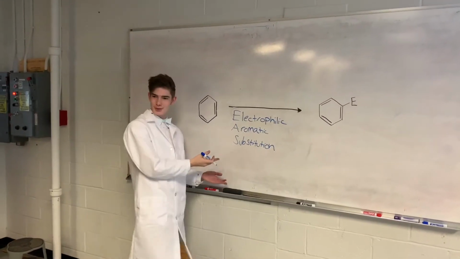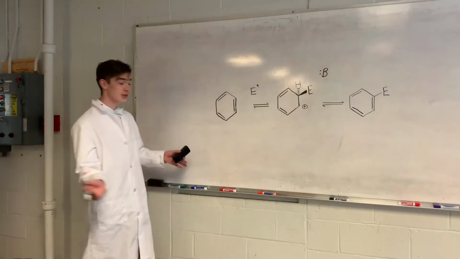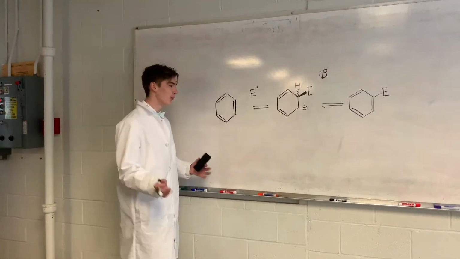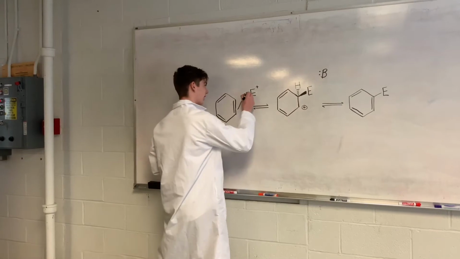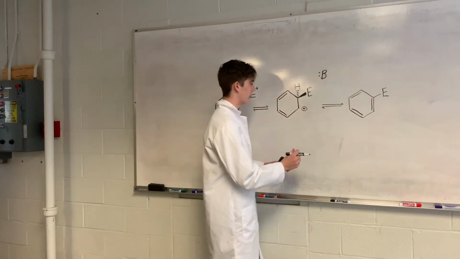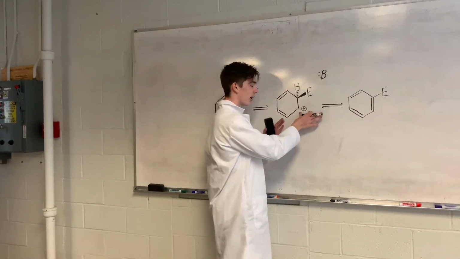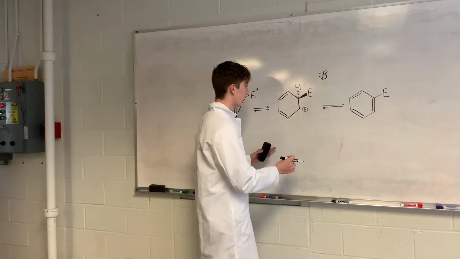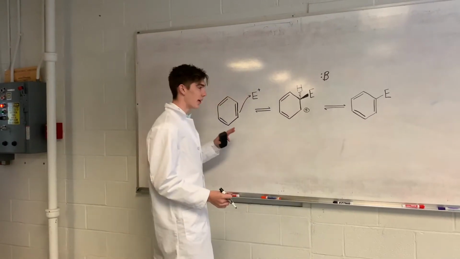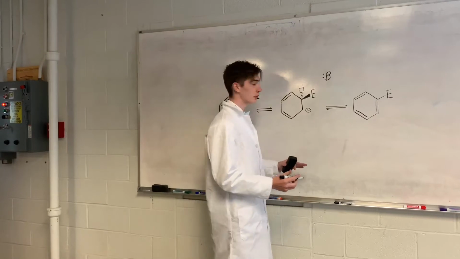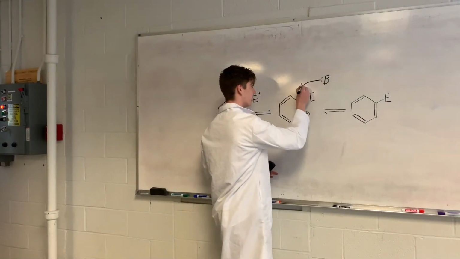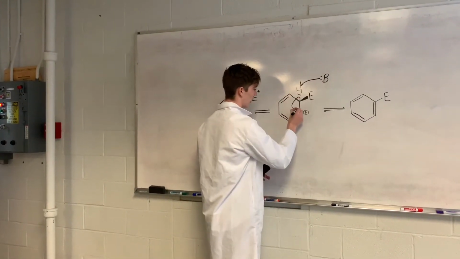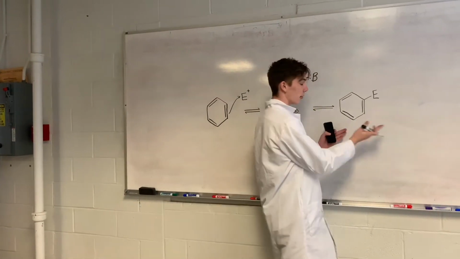Electrophilic aromatic substitution. So this is the general mechanism for adding an electrophile to a benzene. Firstly, the double bond attacks the electrophile, which adds the electrophile to the benzene, creating a carbocation intermediate. However, the aromaticity of the benzene has been destroyed. So to restore that aromaticity, this hydrogen needs to be deprotonated to reform the double bond. This gives you the desired product.